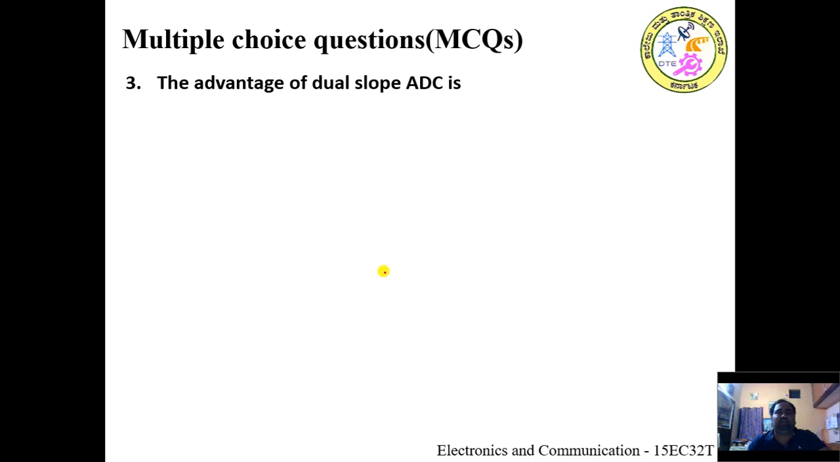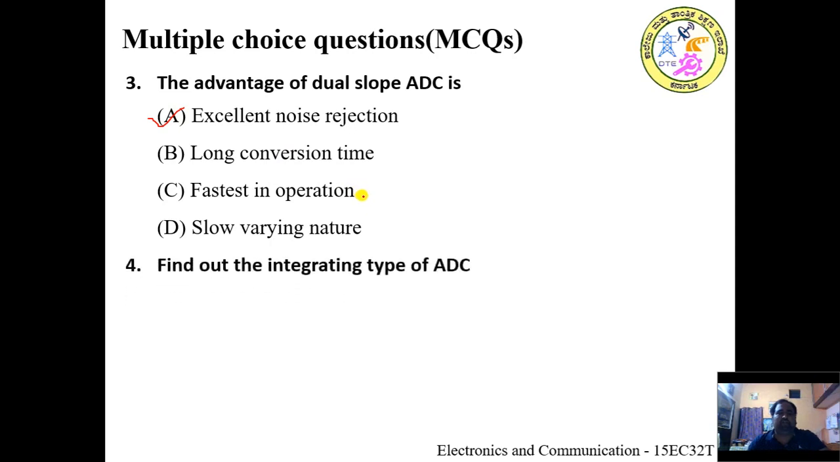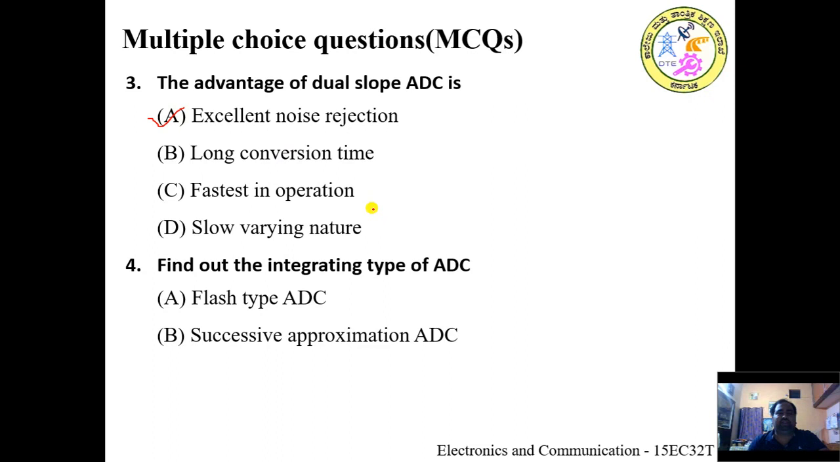Next one, the advantage of dual slope ADC is: excellent noise rejection, long conversion time, fastest in operation, slow varying nature. Obviously, the excellent noise rejection. Fourth one, find out the integrating type of ADC. First one, flash type. The second one is successive approximation type. Third one is dual slope. And the fourth one is none of the above. Obviously, the answer would be dual slope ADC.